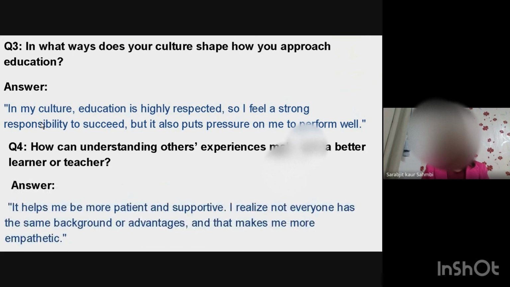For example, it helps me to be more patient and supportive. I realize not everyone has the same background. So as a teacher, you realize that every learner doesn't have the same backgrounds or advantages, like socio-economic advantages. That makes me more empathetic. So the main thing is this is making you more empathetic. Teachers should always have empathy.